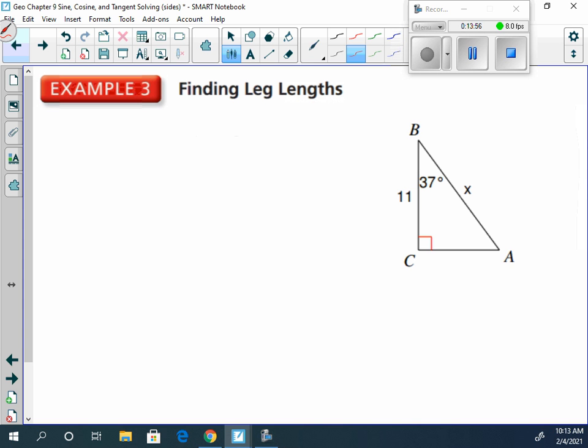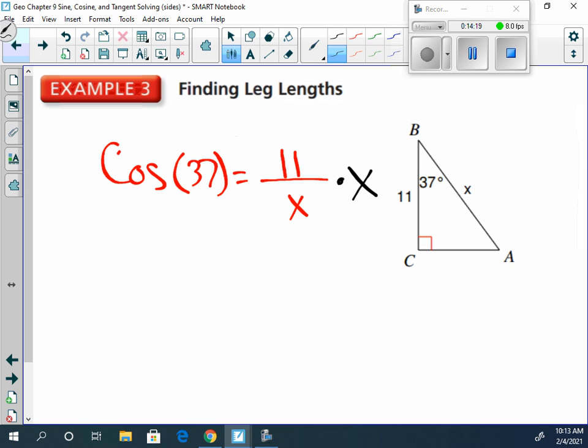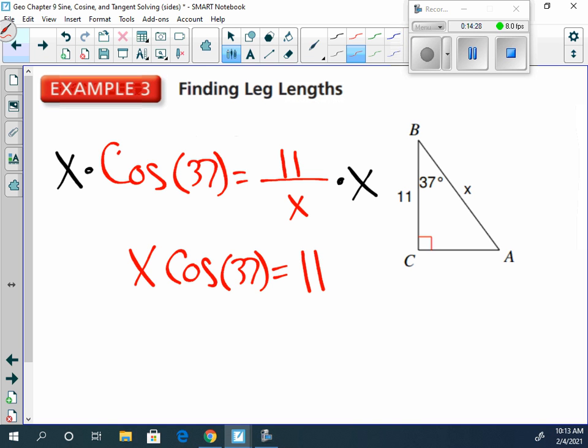This would be cosine. Why? So we have the adjacent side, which would be 11, and the hypotenuse. So we have adjacent and hypotenuse, so we're going to use cosine. Now, what are we going to do first? And that gives us x cosine of 37 equals 11.